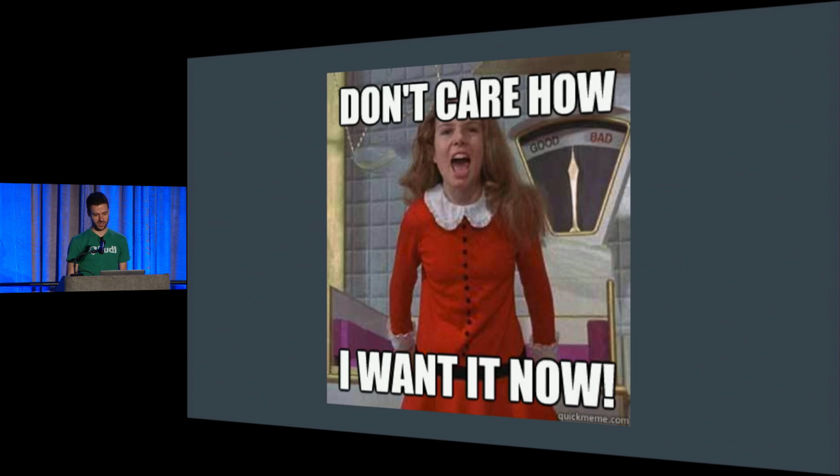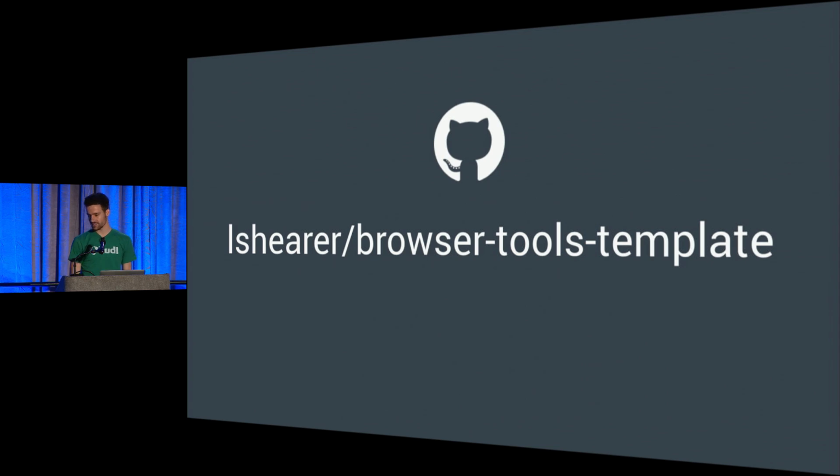Cool, so that's about as far as I'll get with the understanding of how the internals of the code that I wrote work, and some justification. By this point, I'm sure you're super pumped and want to use this on your own app. So I thought you might want some code. Let's see it. Okay, here's the repo, Shearer/browser tools template.